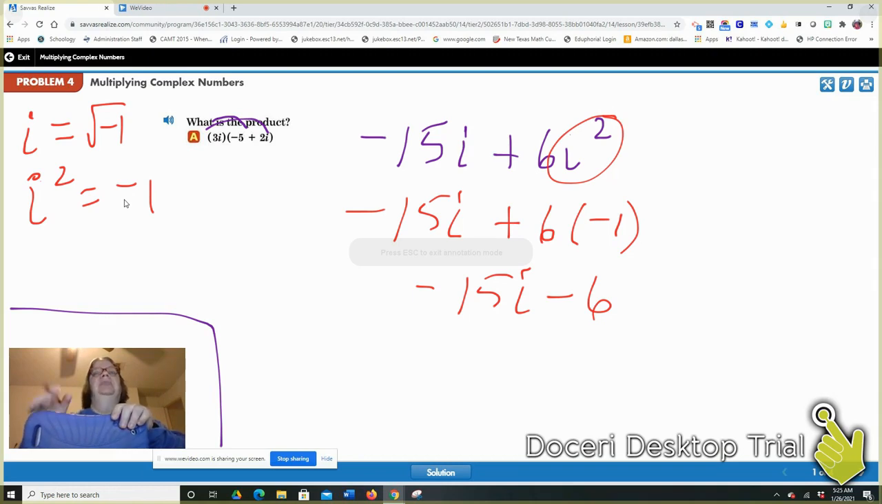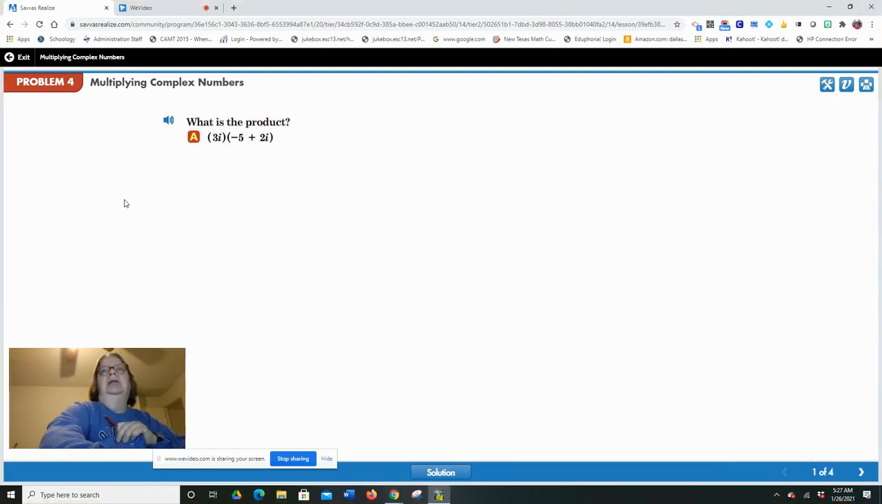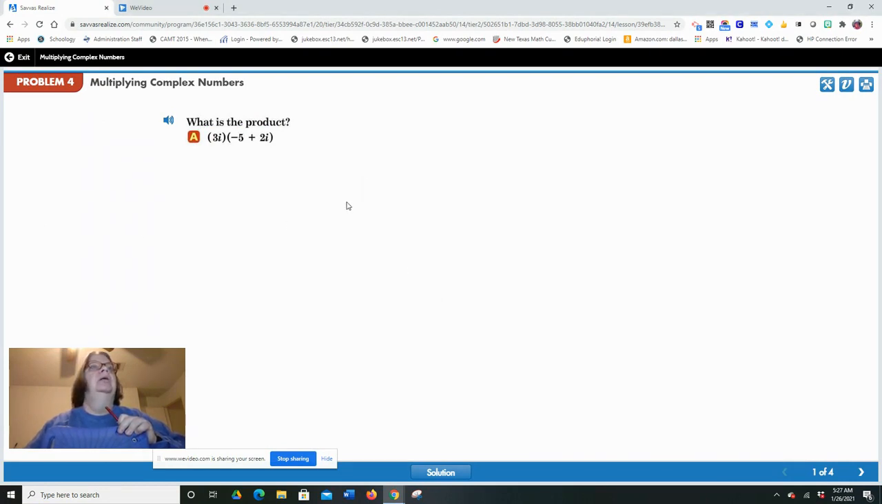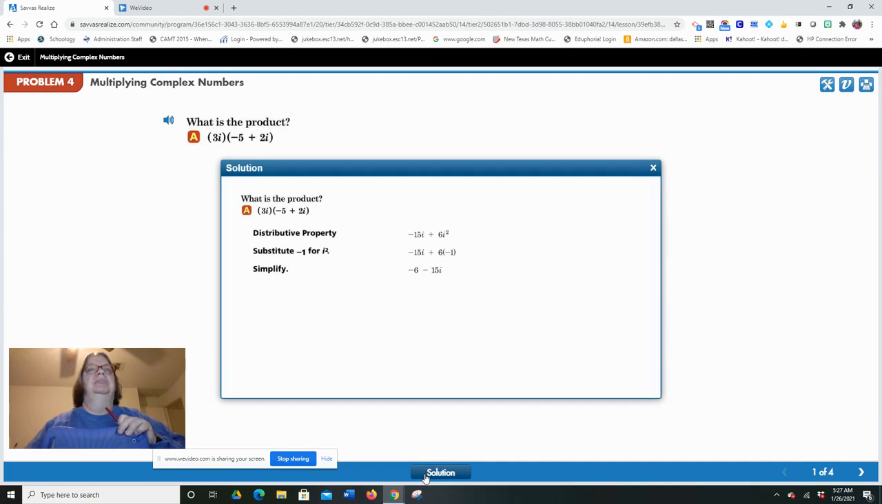So basically, when you multiply something by i squared, it's multiplying it by negative 1, so it changes the sign. Right? I told you this was easy. You think this is easy? I hope so. In case you don't believe me, there it is. Distributive property. i squared is equal to negative 1. Simplify. Boom. There it is.